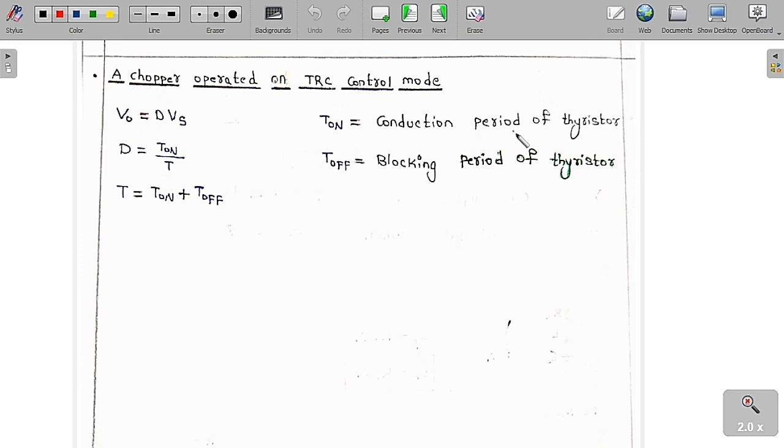It is a step down chopper. So the conduction period of the thyristor means the time for which the switch is on, and T off, the blocking period of the thyristor, means the time for which the switch is off. That is the meaning of this. So T on and T off.